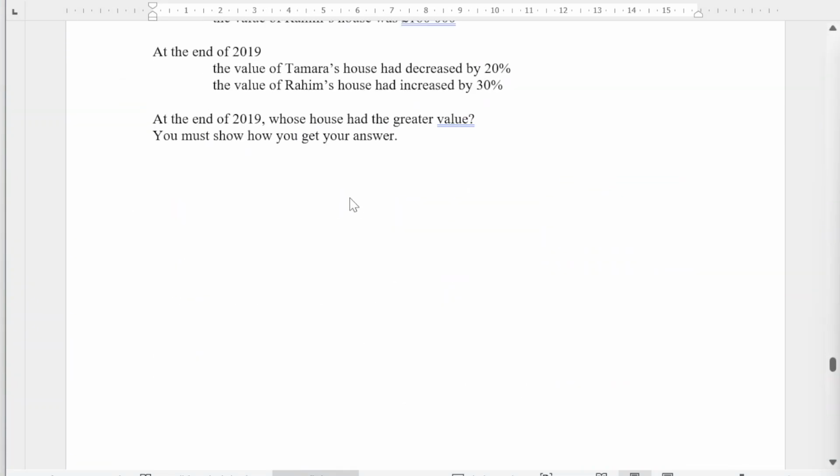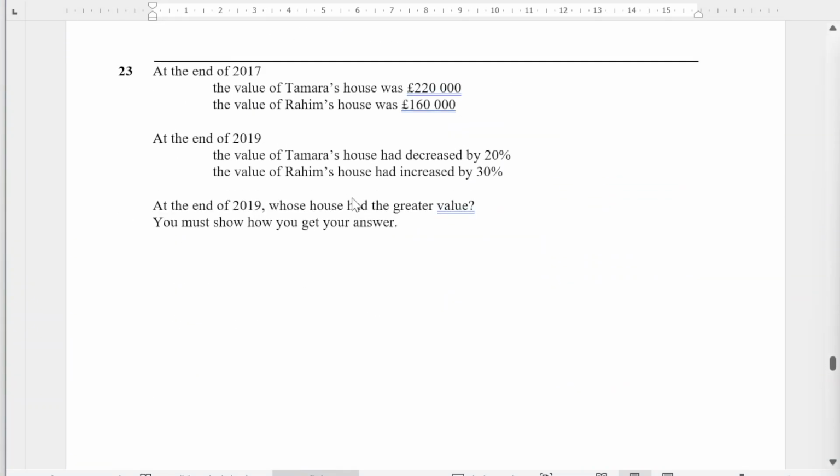Okay, question 23. At the end of 2017, the value of Tamara's house was 220,000. The value of Ramin's house was 160,000. At the end of 2019, the value of Tamara's house had decreased by 20% and the value of Ramin's house had increased by 30%. At the end of 2019, whose house had greater value?